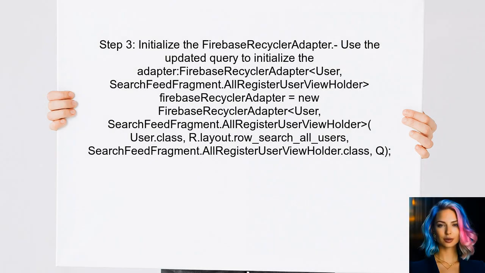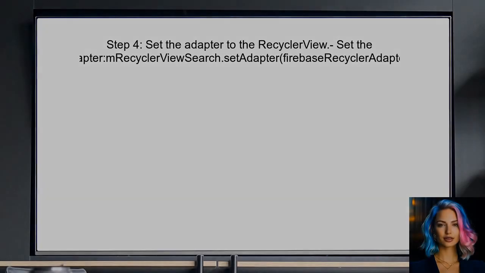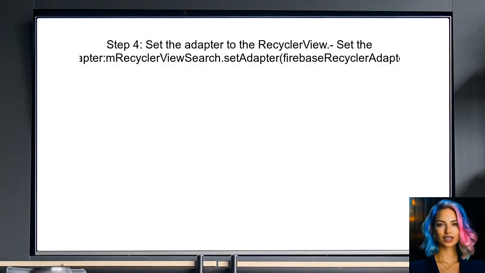After setting up the query, the user needs to ensure that the Firebase Recycler adapter is properly initialized with the updated query. This will allow the adapter to display the filtered results in the RecyclerView. Finally, the user should set the adapter to the RecyclerView to display the filtered results. This step is crucial for ensuring that the UI updates with the search results.